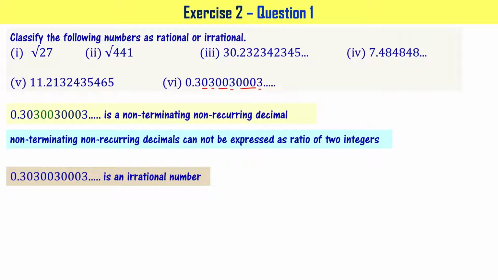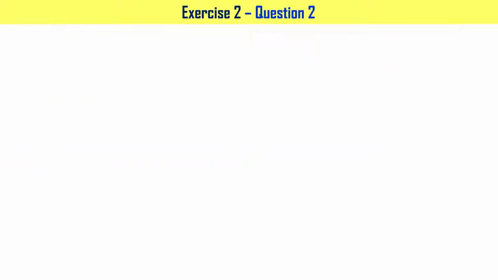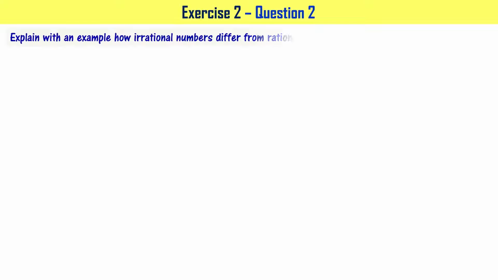0.30300, 3000, 3 and so on is an irrational number. Got it? Let's look at question number 2 now. Explain with an example how irrational numbers differ from rational numbers.